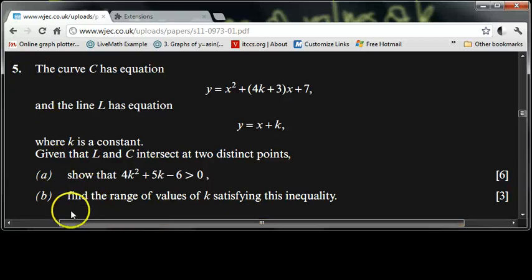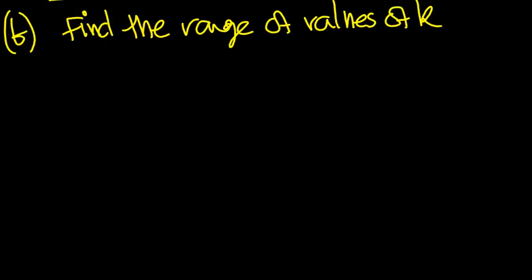Part B then of question 5, it says find the range of values of k satisfying this inequality that we've just obtained above. The only thing to say about the inequality when we look at it, it's a quadratic, and this is positive, 4 lots of, so it's a U-shaped curve if we wanted to plot it. So that's the sort of arrangement we've got. So let's do a quick little sketch of that. It's a U-shaped curve.